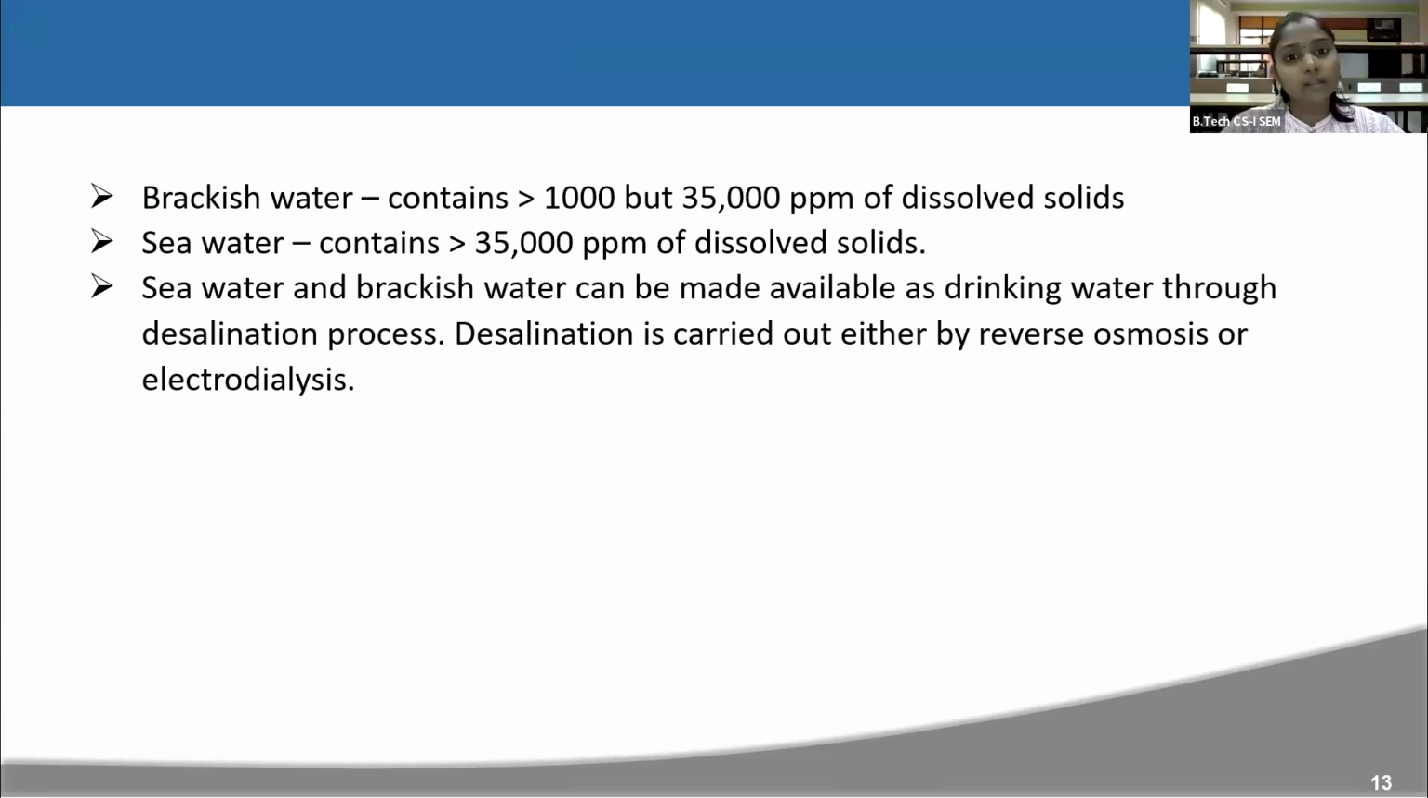Brackish water contains greater than 1000 but less than 35,000 ppm of dissolved solids. Seawater contains 35,000 ppm of dissolved solids. Solids are not salts. Seawater and brackish water can be made available as drinking water through the desalination process. Desalination is carried out either by reverse osmosis or electrodialysis.